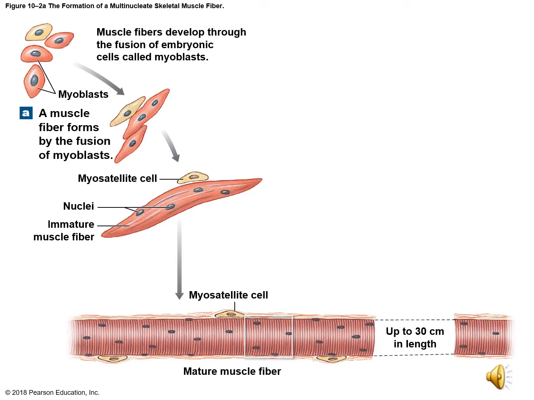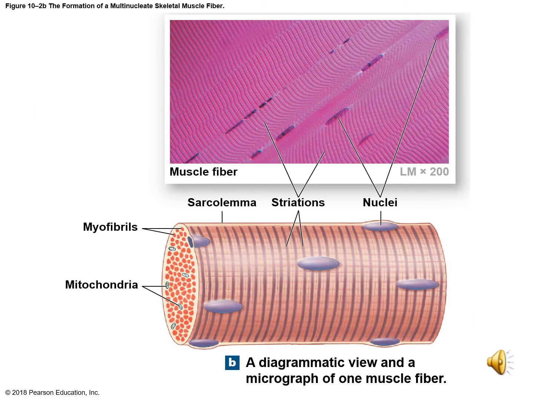A small handful of the myoblasts will stay unfused, and those unfused myoblasts will be called myosatellite cells, and these will live right underneath the endomysium and will be involved in help with injury and repair of any kind of skeletal muscle damage. This is just a diagram of an individual muscle fiber showing the striations that occur, the nuclei, the myofibrils, and it will also have numerous mitochondria within the cell because it needs a large amount of ATP.